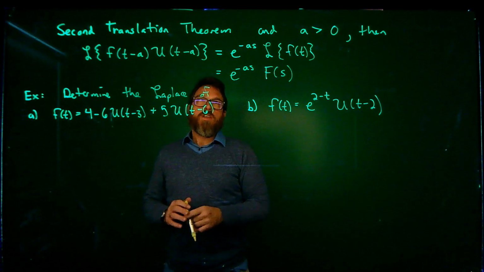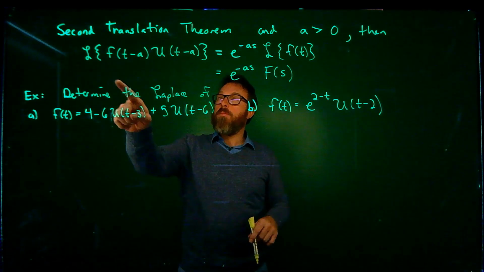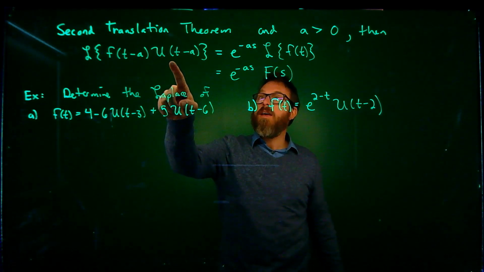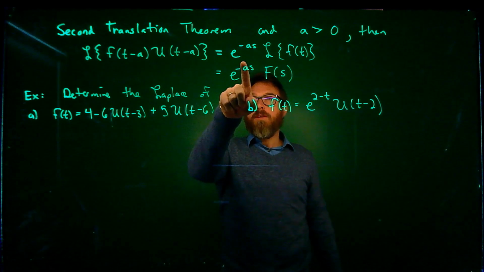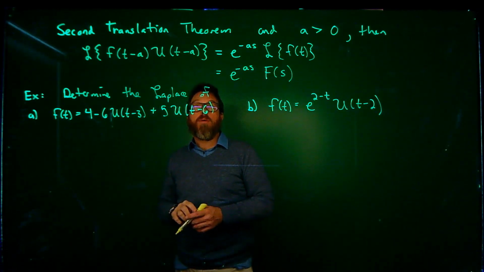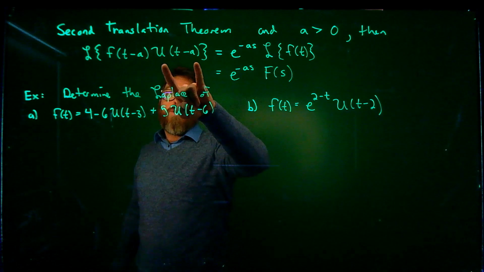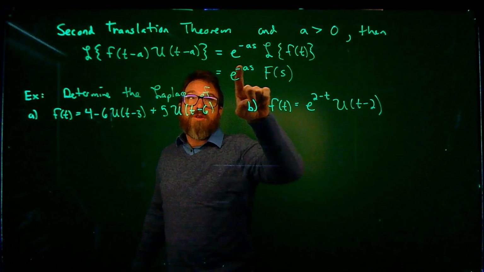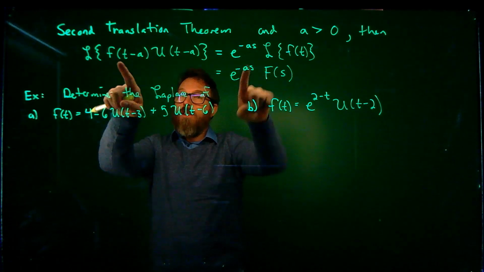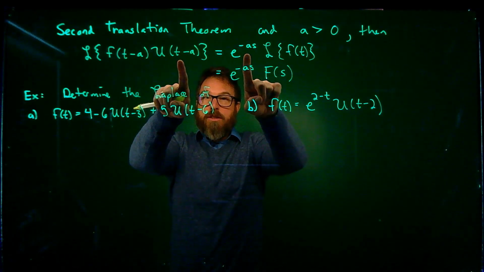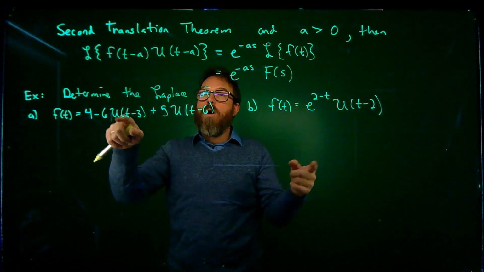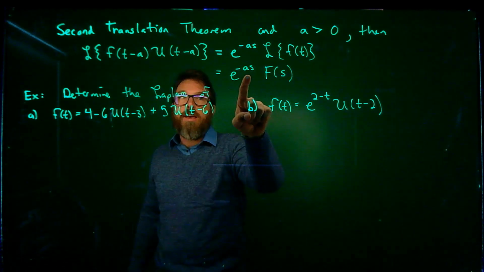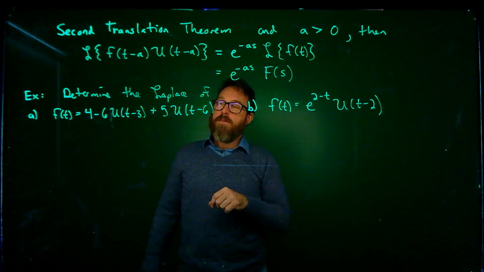So the second translation theorem, where a is bigger than 0, says the Laplace of f of t minus a times the unit step function u of t minus a is going to be equal to e to the minus a s times the Laplace of f of t. So really this is going to do that translation, so that gives you that e function, and then we're still going to have the Laplace of this function. So you can see that this is that shift of a of our capital F of s.